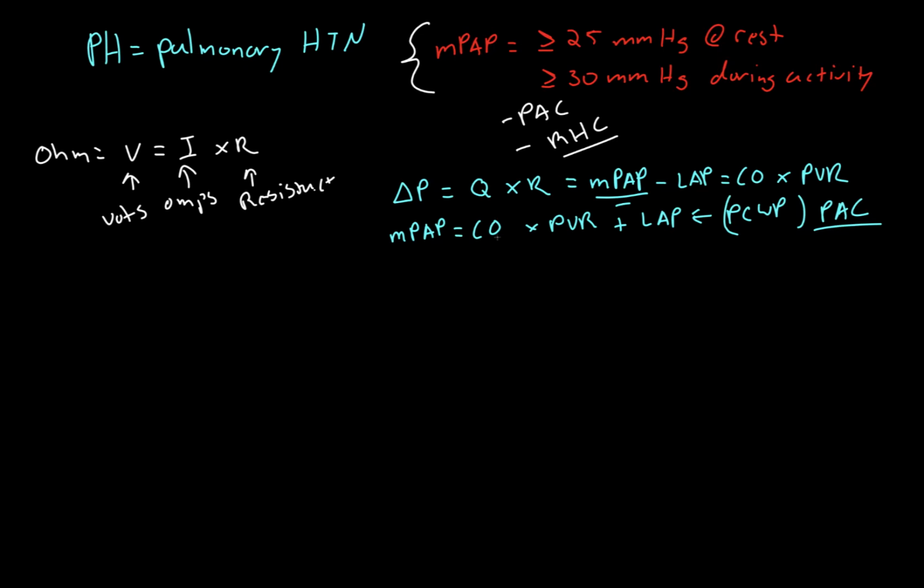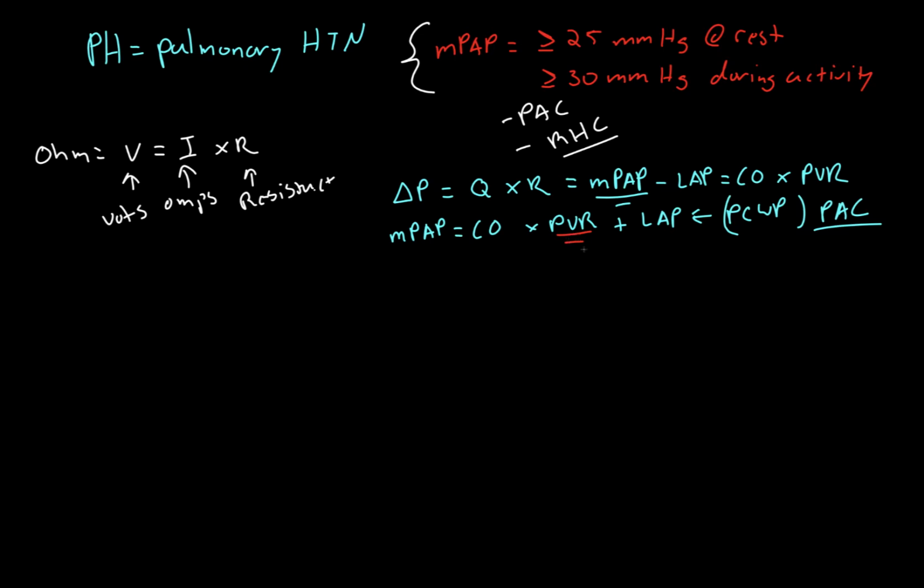So, of course, if you increase your cardiac output, your mean pulmonary arterial pressure is going to go up. Increase your PVR, that's going to increase. And increase fluid buildup over on the left side of the heart, that's going to increase. But the most important aspect of this equation is right here, and that's our pulmonary vascular resistance. This contributes the most to our right ventricular afterload.